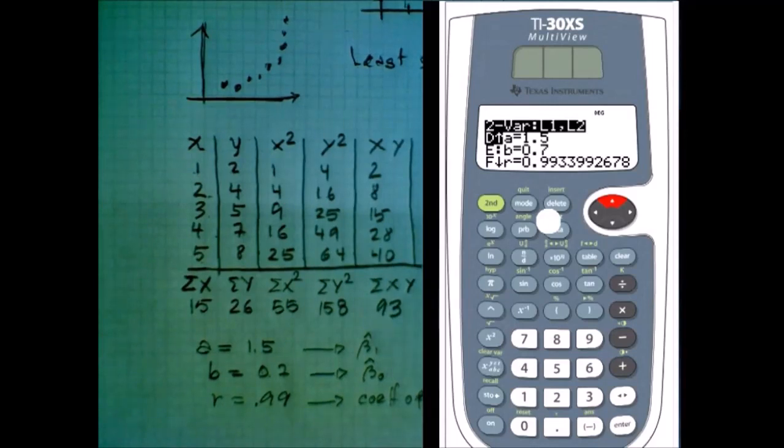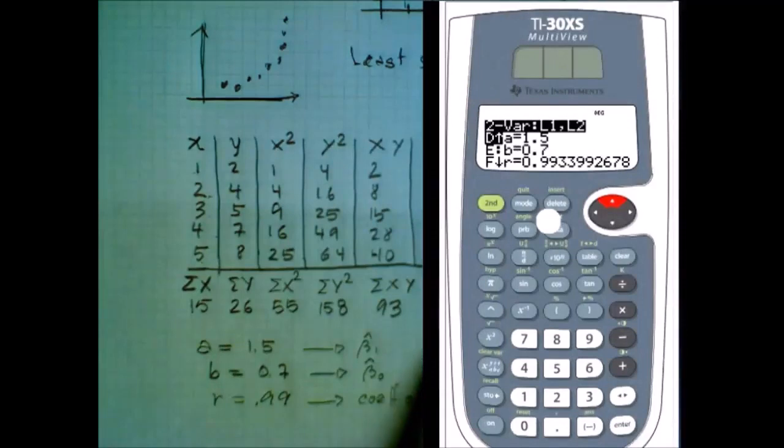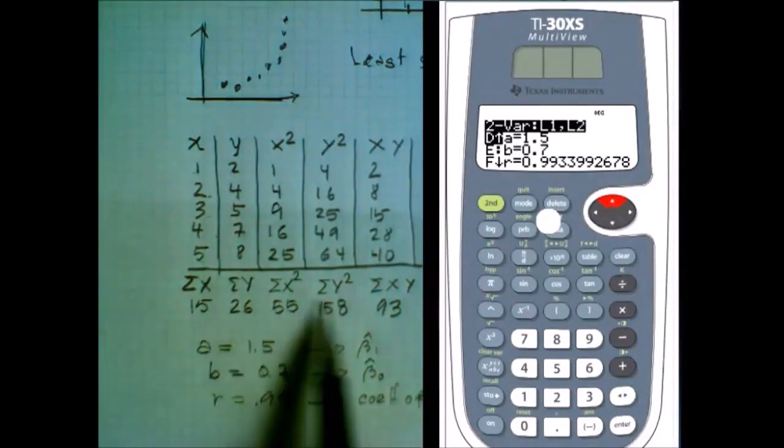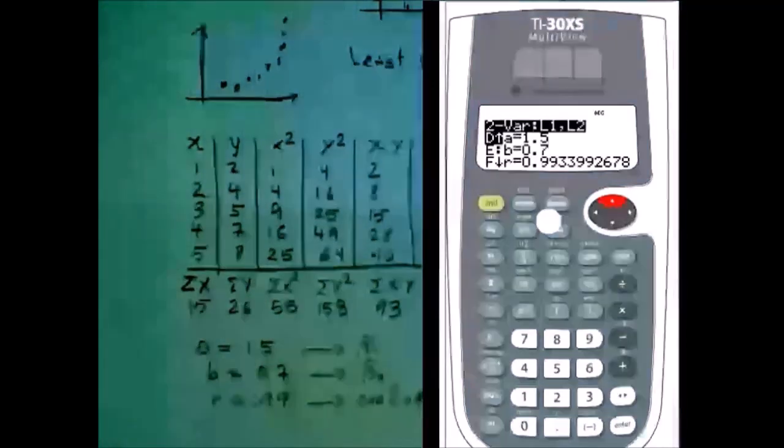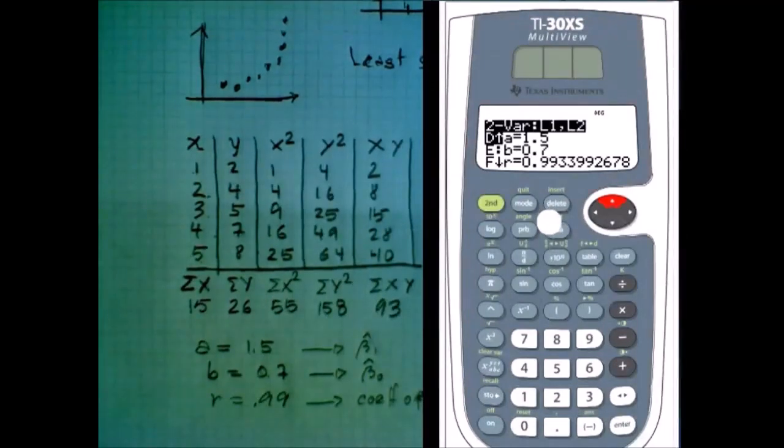Okay, but of course, if your teacher asks you to find beta 1 hat and beta 0 hat, and you just give your teacher the values, you're not going to get a very good grade, because your teacher would like to see the work. So it is great to have the calculator to save some work and to confirm that your calculations are correct. But let's see how we find beta 1 hat and beta 0 hat using the formulas.